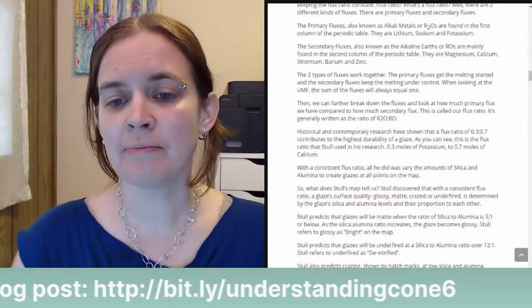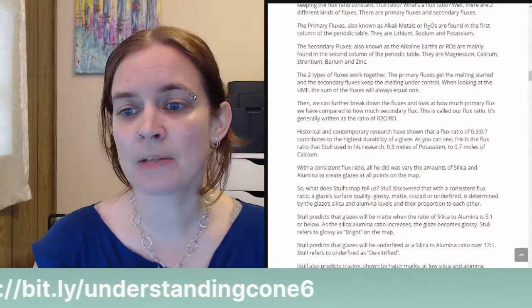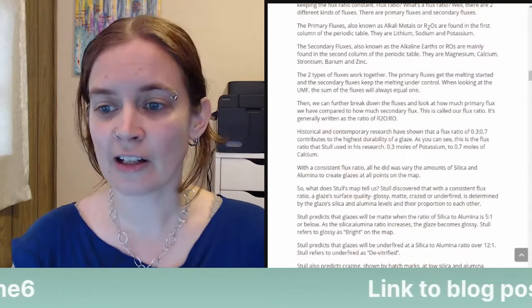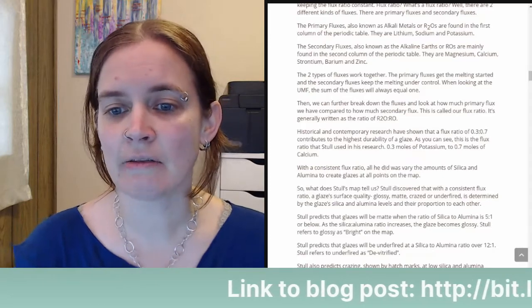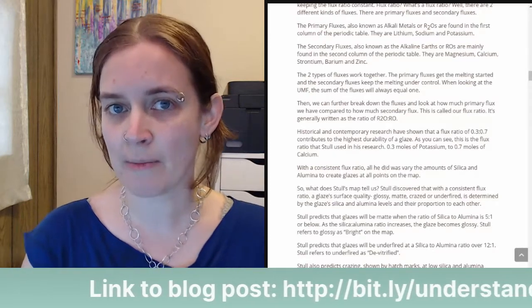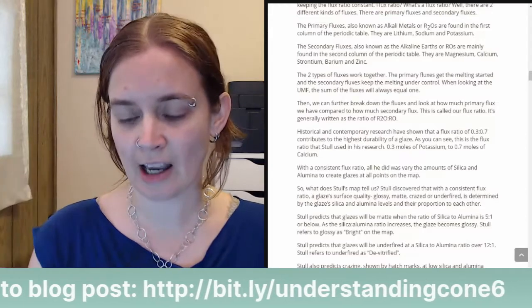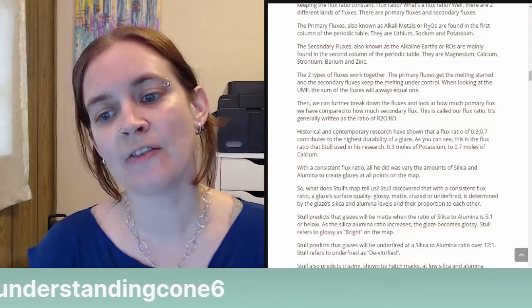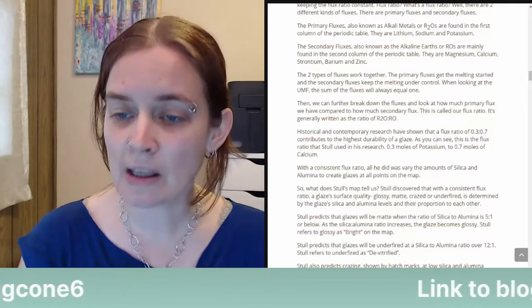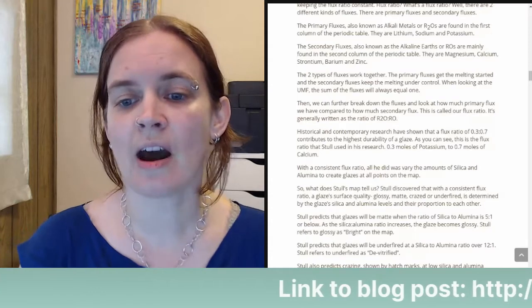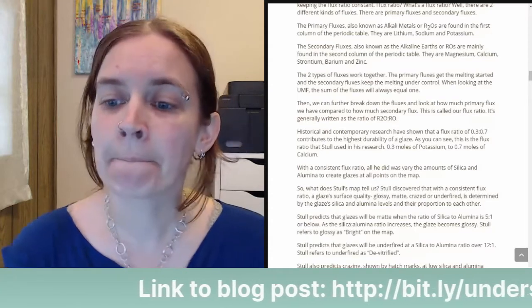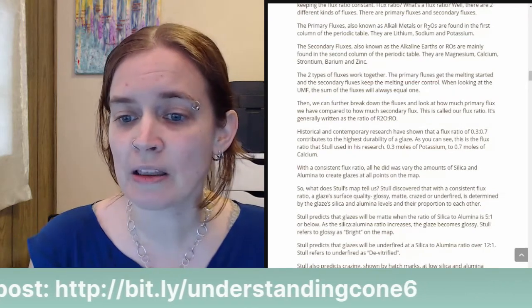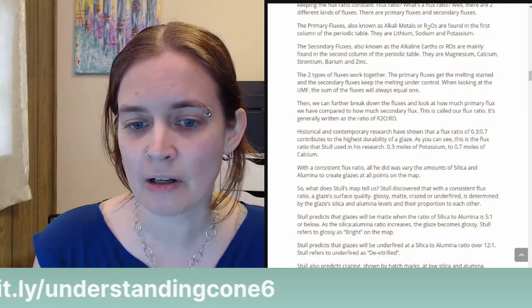Then we can further break down the fluxes and look at how much primary flux we have compared to how much secondary flux. This is called our flux ratio. It's generally written as the ratio of R2O, which is the primary flux, to RO, which is the secondary flux. Historical and contemporary research have shown that a flux ratio of 0.3 to 0.7 contributes to the highest durability of a glaze. As you can see, this is the flux ratio that Stull used in his research, 0.3 moles of potassium to 0.7 moles of calcium.